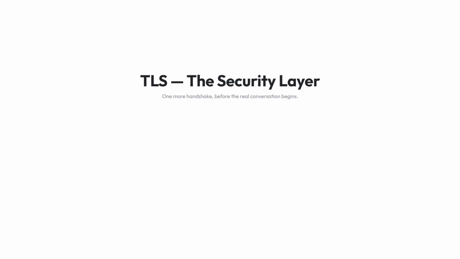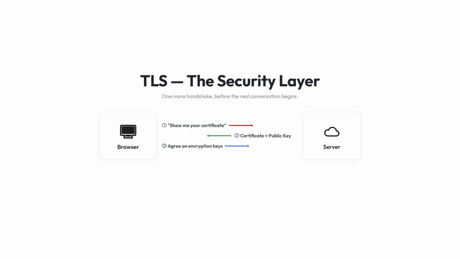Now, for HTTPS sites, and that's most of the web today, there's actually one more handshake before any real data flows. The browser makes the first move. It says, prove who you are, show me your certificate. The server fires back with its SSL certificate and a public key, basically saying, here's my ID, check it. Once verified, the two sides work together to generate a shared encryption key. No one else can see this exchange. And from this moment on, everything, every request, every response, is fully encrypted. Private, secure, tamper-proof. You know that little lock icon up in your address bar? Yeah, that's what it represents. This whole process happens in milliseconds.